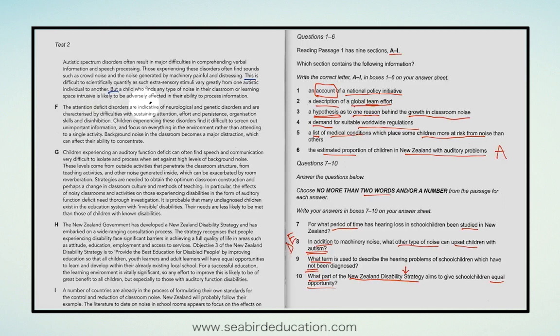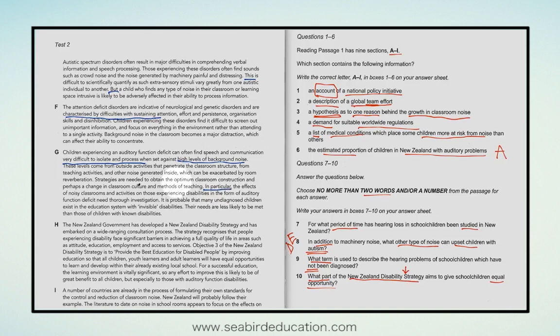The attention deficit only... sustaining attention effort and persistent organization skills. Difficult to sustain these things, okay. Difficult to screen out unimportant information. Okay, right, there's no words here. Speech and communication difficult to isolate and process. High levels of background noise. Okay.